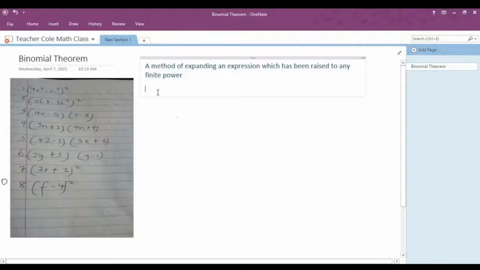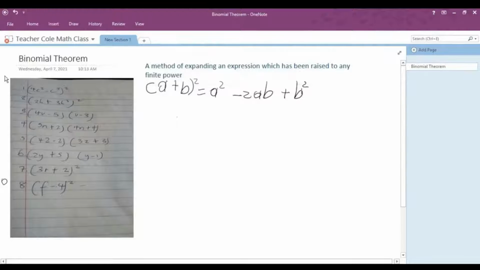The formula that is used for expanding a binomial expression is (a plus b) squared equals a squared plus 2ab plus b squared. Looking at the first example, we have, inside a bracket, 4c squared minus c cubed, all raised to the second power. Rewriting this using the formula, all of this would be a and all of this would be b, raised to the second power.